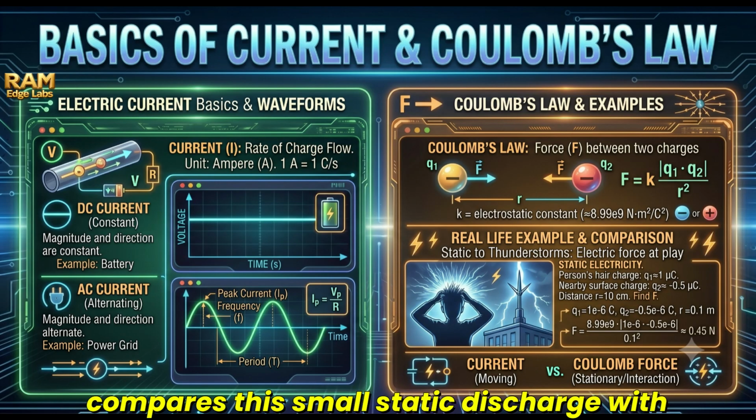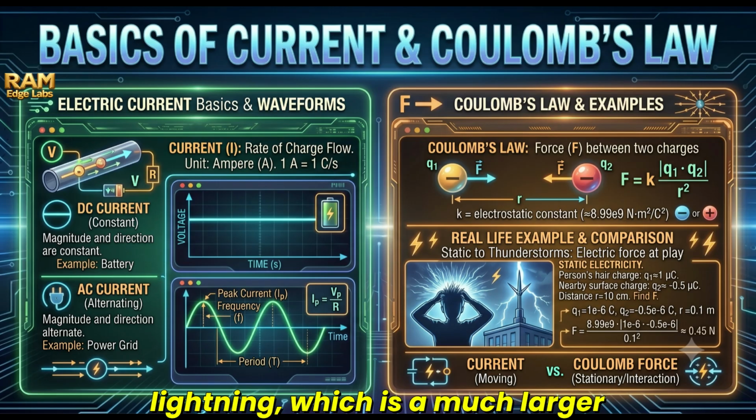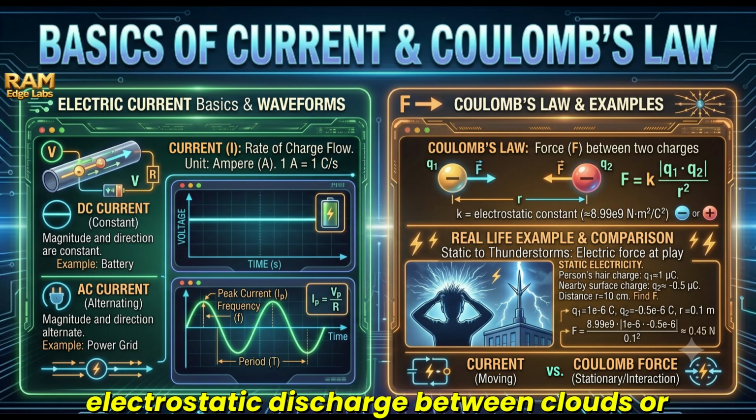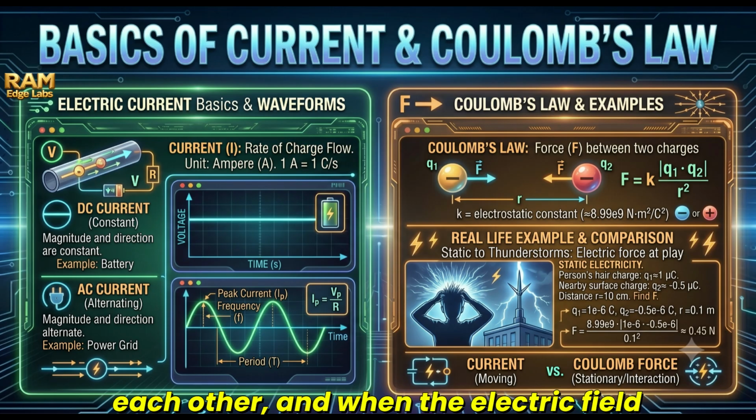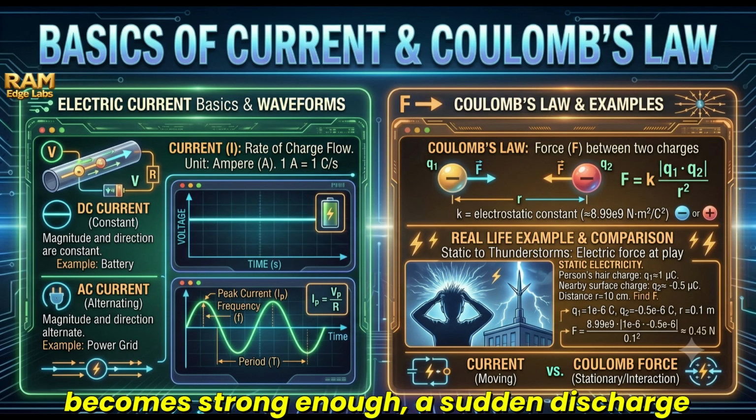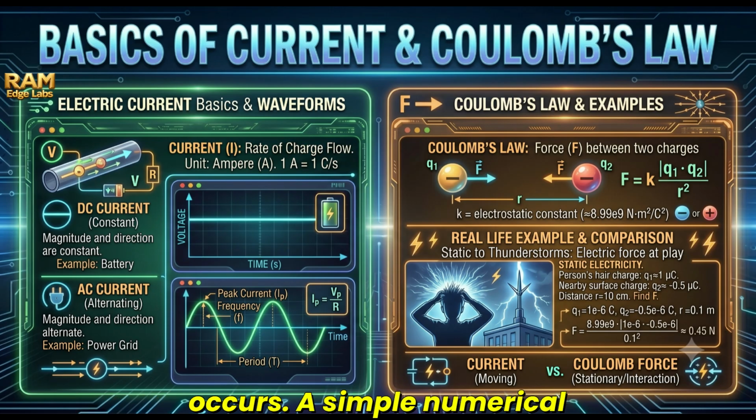The image also compares this small static discharge with lightning, which is a much larger electrostatic discharge between clouds or between a cloud and the ground. In both cases, opposite charges attract each other, and when the electric field becomes strong enough, a sudden discharge occurs.